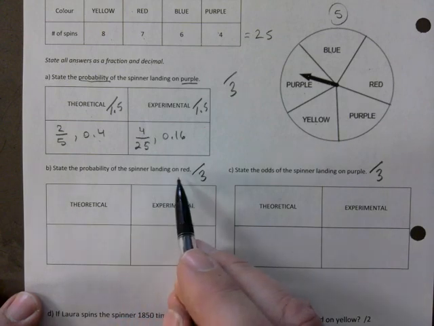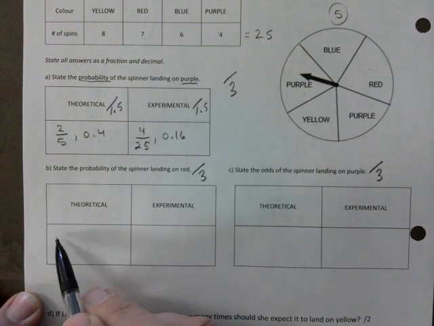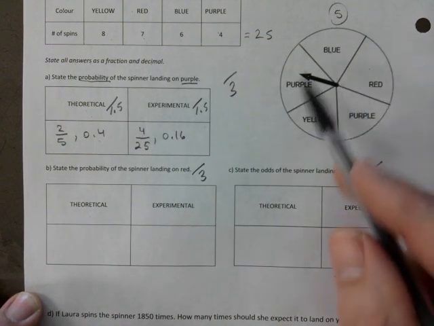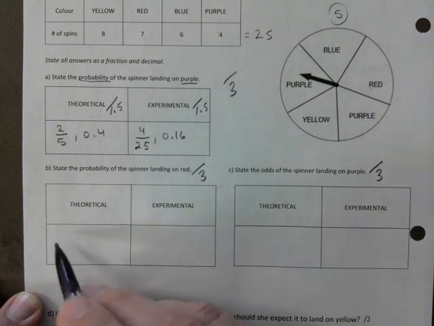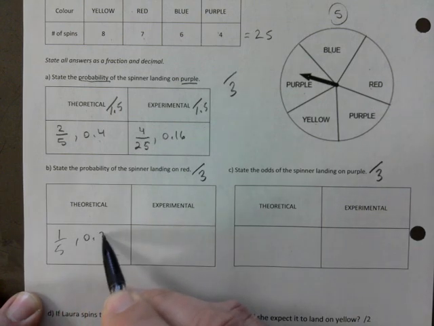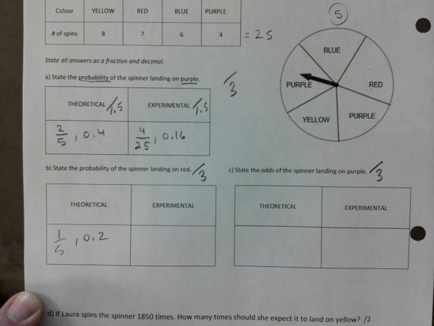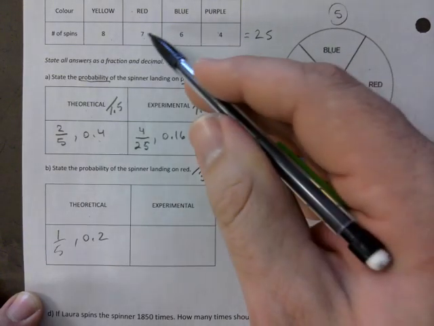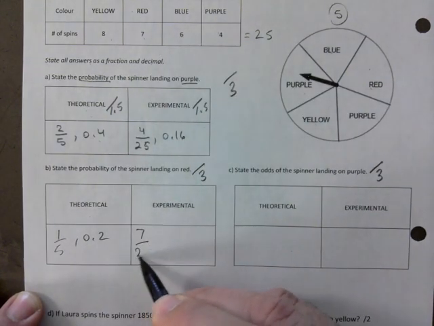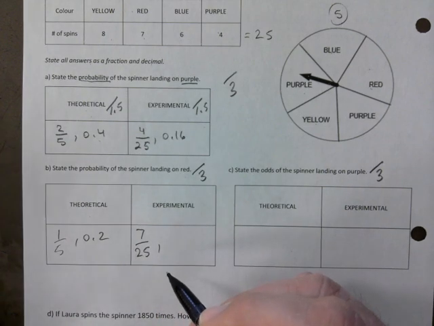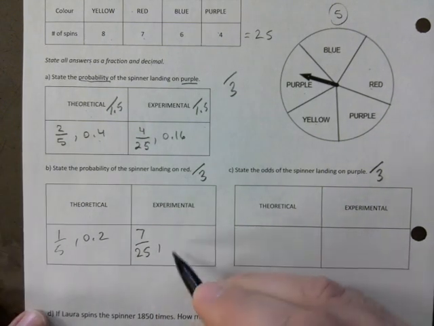State the probability of the spinner landing on red. In theory, we go here, we go at the actual spinner, right? Red is just 1 over 5. That's 0.2. Based on the experiment up here, it happens 7 out of 25 times. That's 0.28.